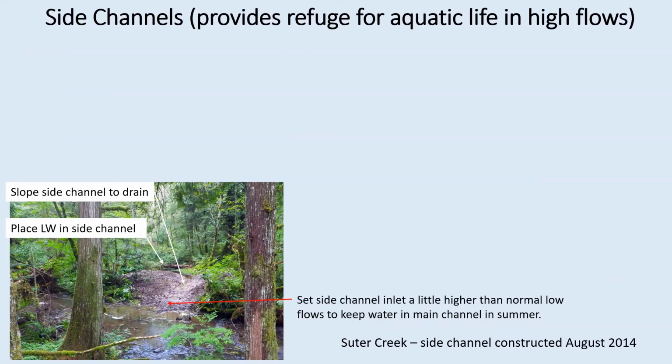And at low flow, you don't want to dry up the main stem of your creek and have that be a problem. So you raise up the side channel a little higher, or, like I say, provide a little weir or something. And then when the high water comes, the water will overtop that and do what it needs to do. And you can also place large wood in that side channel, like I show.